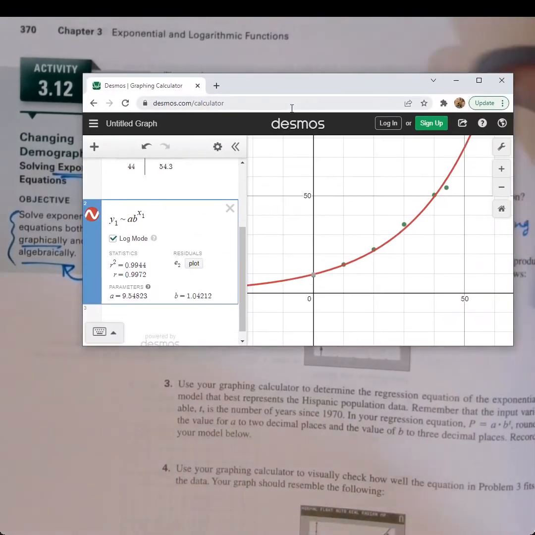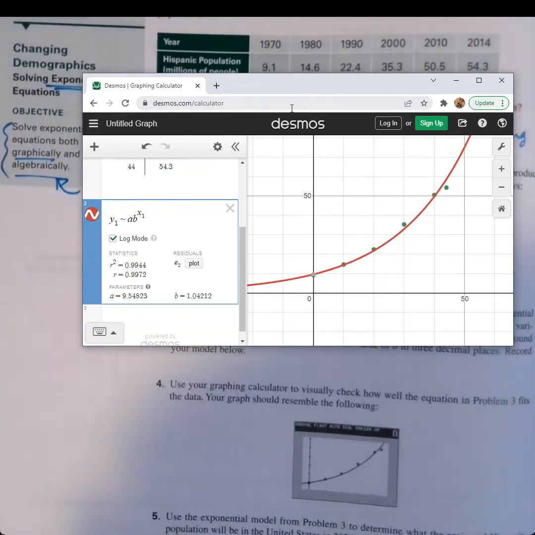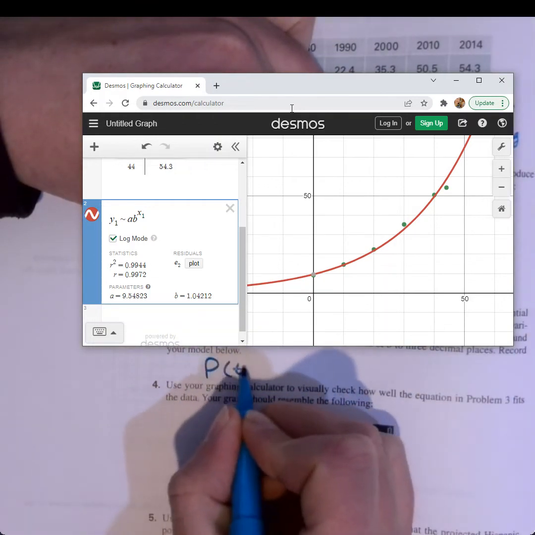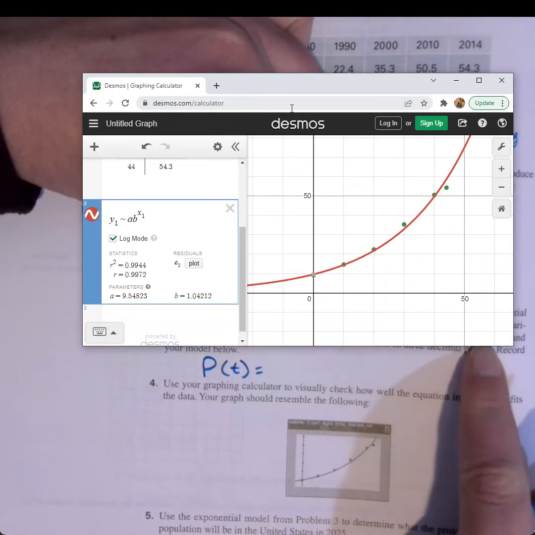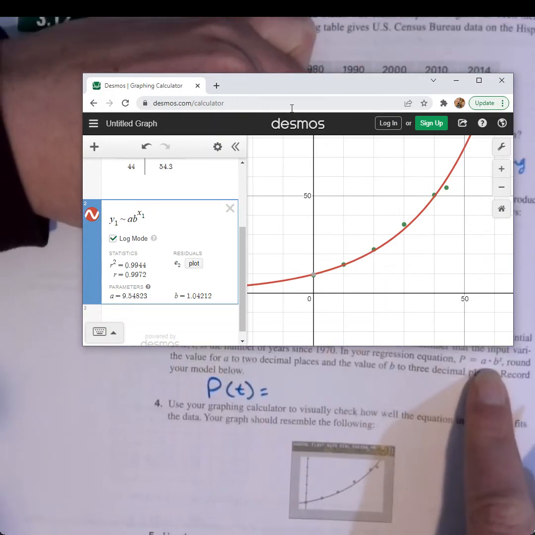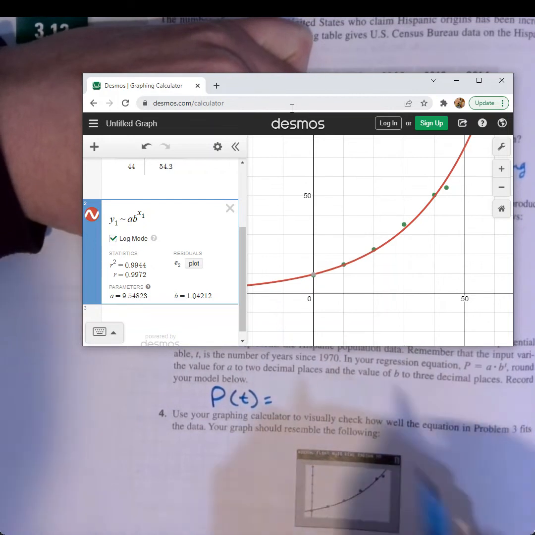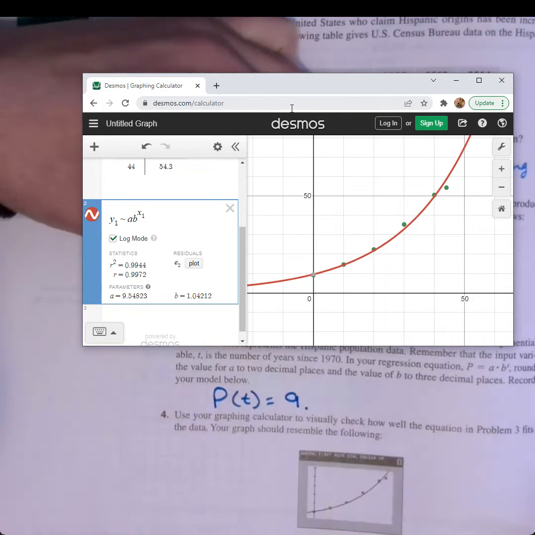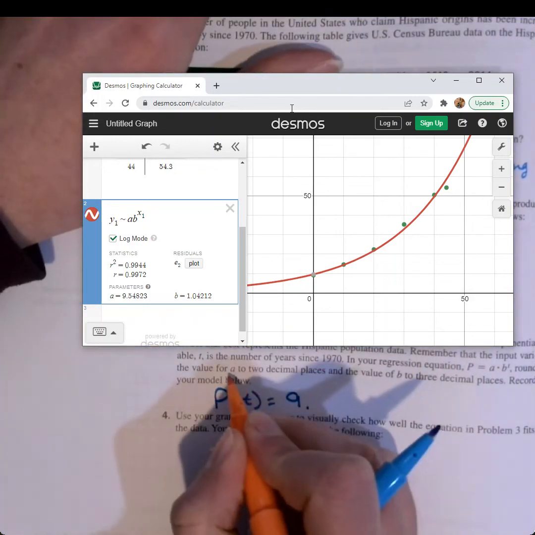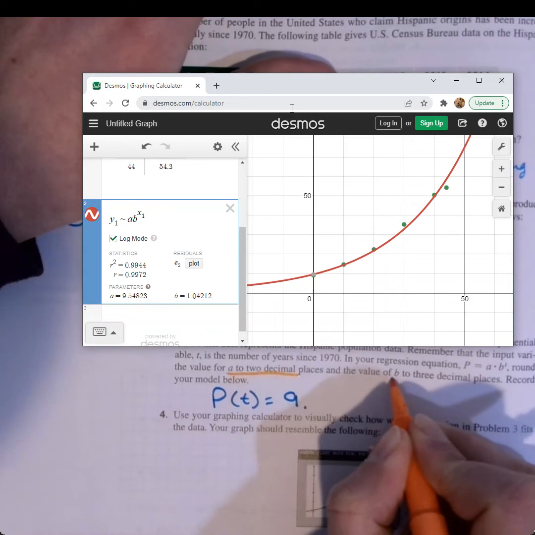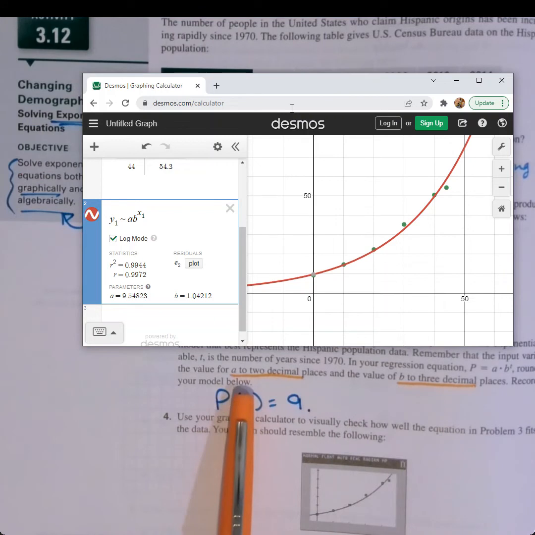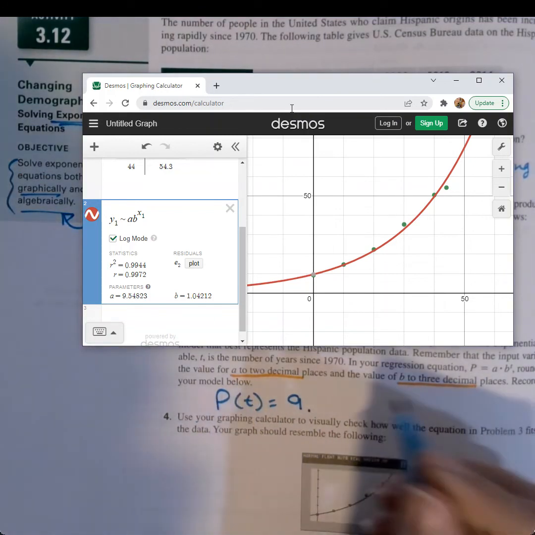So I checked my log mode box because I have to for an exponential equation if I want my parameters to be the same as they would be on any other device. So my model, P of t, as they have asked me to call it, is going to have a times b to the t. And my a value is, okay, a round to 2 places. They do this a lot here. They say to round a to 2 places and b to 3 places. You need more precision on your base than you do on your initial value. So we're going to have a different rounding requirement here.